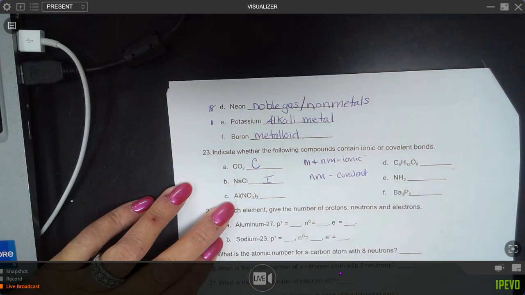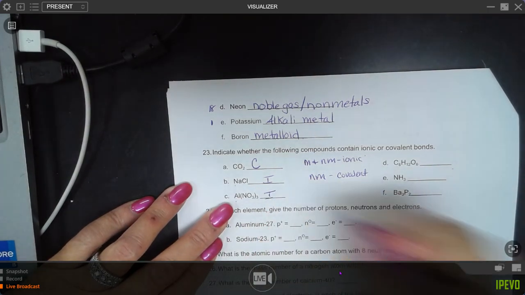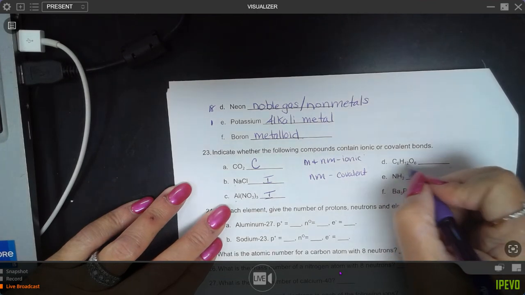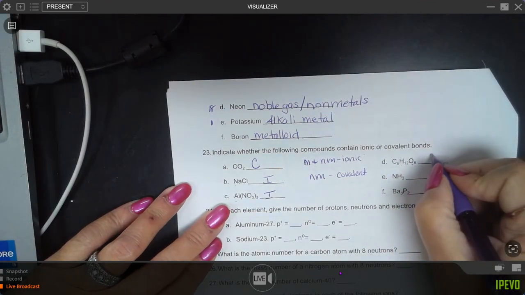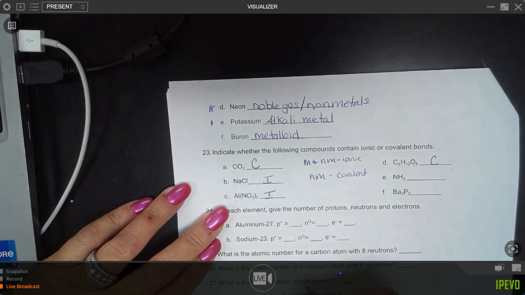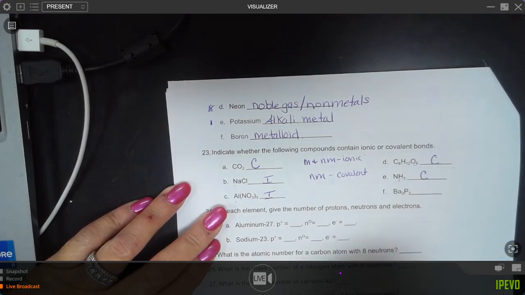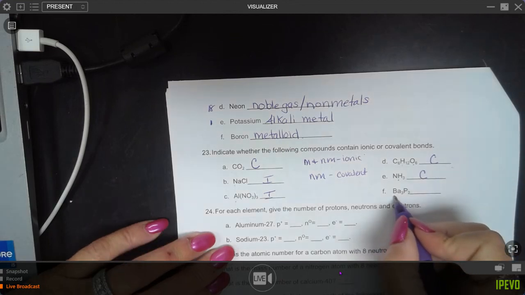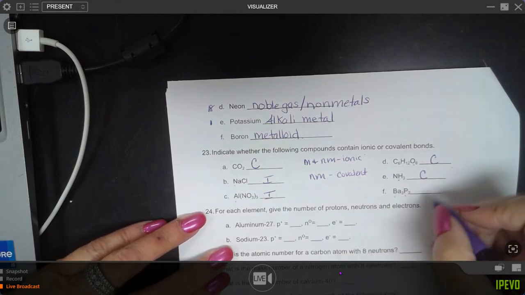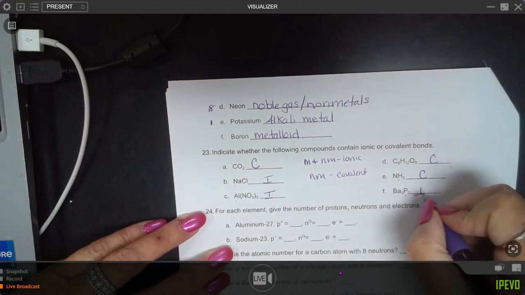Anytime you have a polyatomic ion, it's an ionic compound. Okay. Carbon, hydrogen, oxygen are all nonmetals. That makes that a covalent compound. Nitrogen and hydrogen, nonmetals, so covalent. And then finally, barium is a metal, phosphorus is a nonmetal, so that makes that ionic.